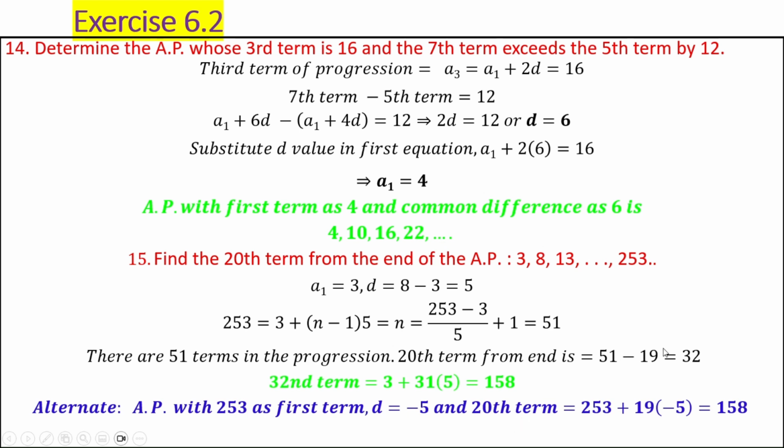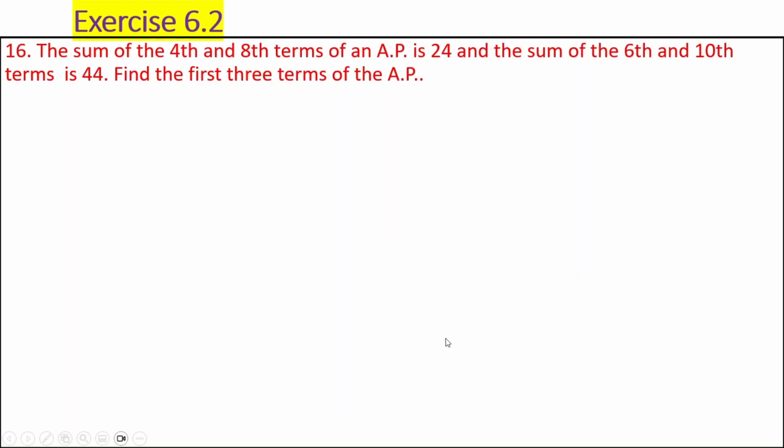I think this alternate method is easy. You don't get confused, because if you use the other one, you need to subtract one less than the given number from the other end, right? So this method is better. Okay, you reverse the AP and then find out whatever term they want. Okay, next.